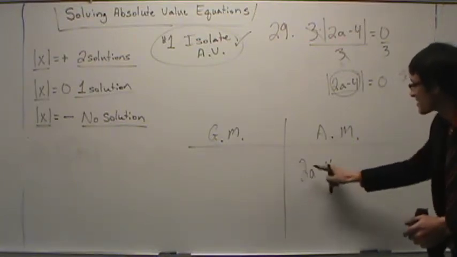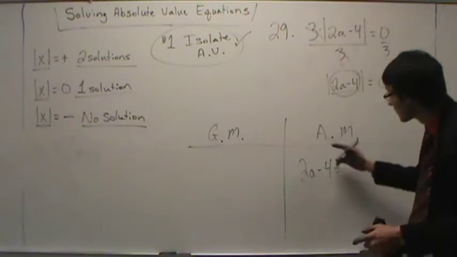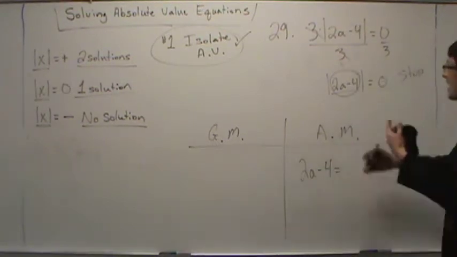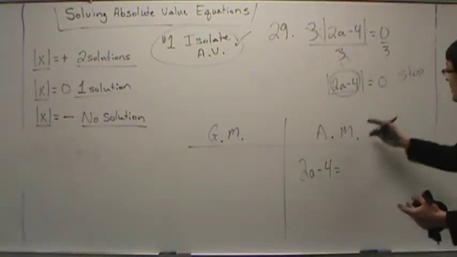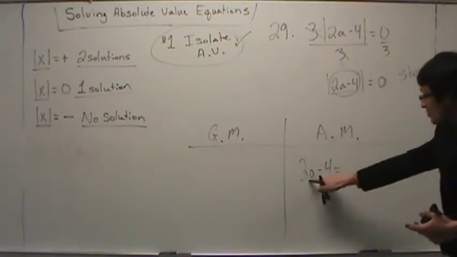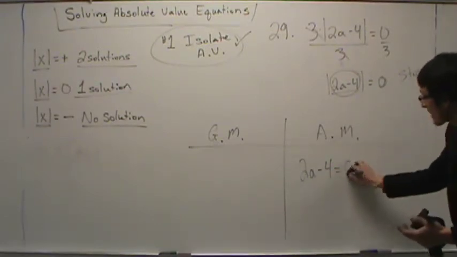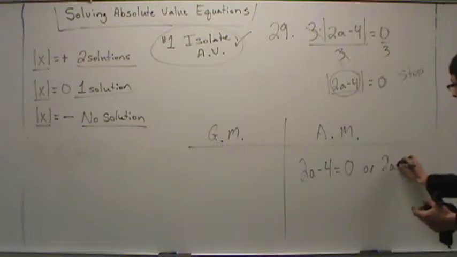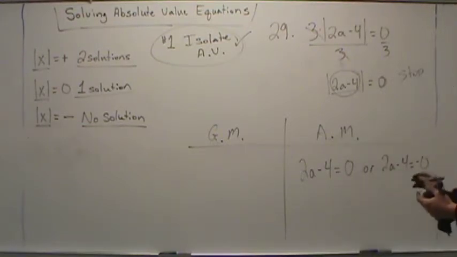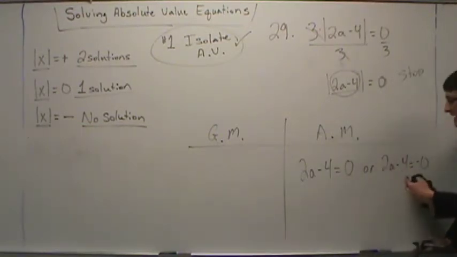Our symbol, hopefully today you're starting to think, okay, we put something there to represent nothing. So 2a minus 4 is what? Nothing. So we're going to write 0. Or do we write this: 2a minus 4 equals negative nothing? No. This makes no sense. So how many equations do we end up with? Just one equation.